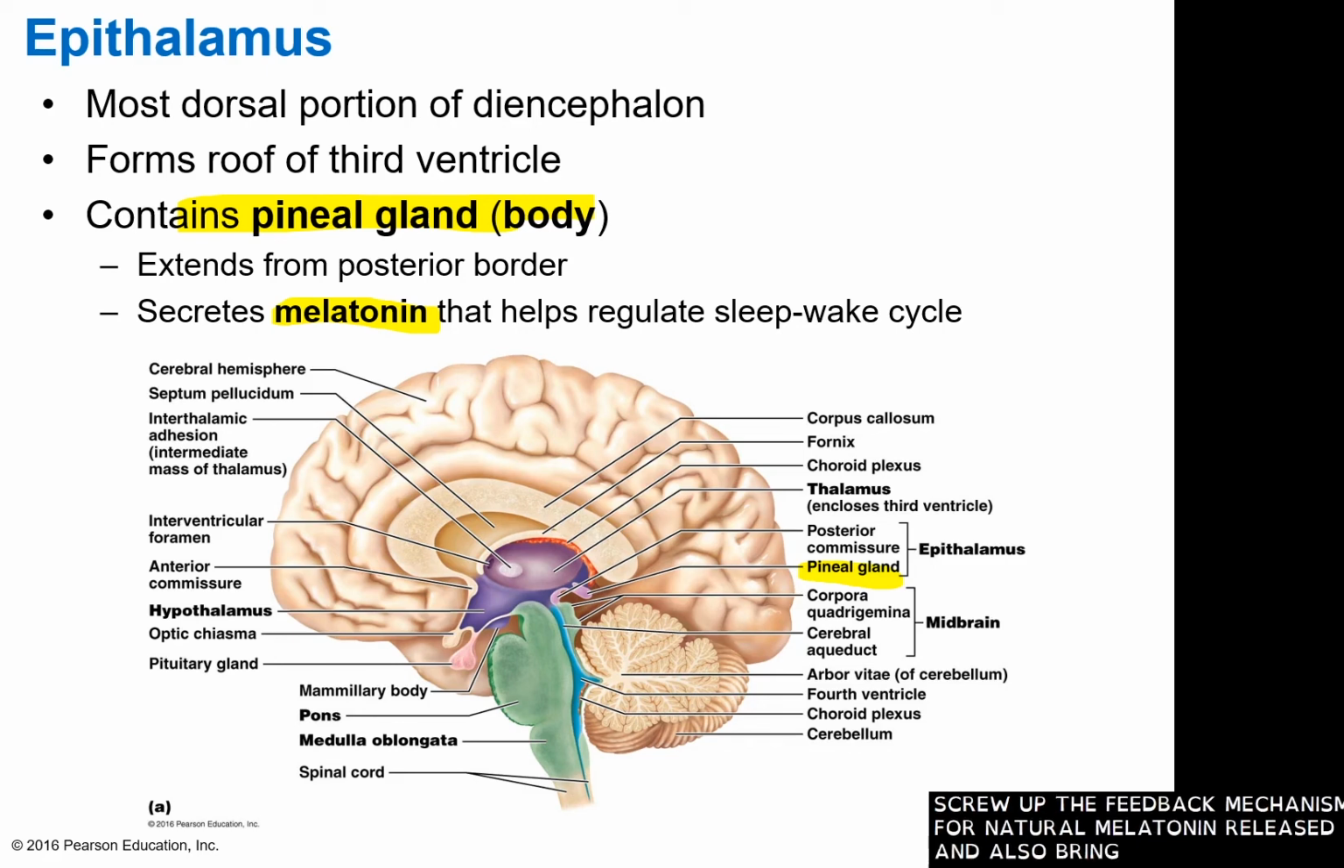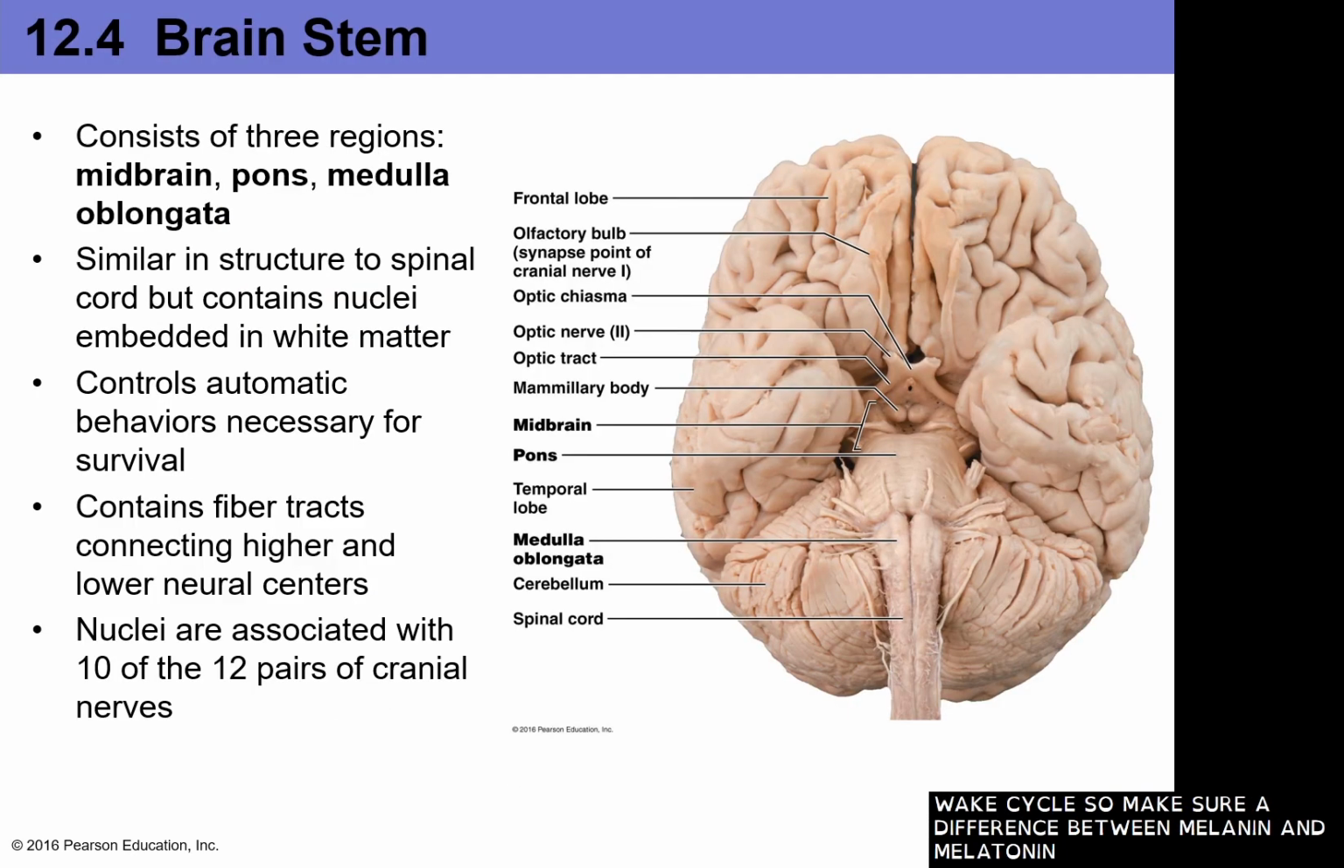And also remember, melatonin is not melanin. This mistake happens a lot. Melanin is what causes skin pigment color and hair color. Melatonin regulates the sleep-wake cycle. So make sure you know the difference between melanin and melatonin. I never said that before, and then I realized I should start reminding people after seeing that mistake happen a few times. Okay, almost through this little section here.